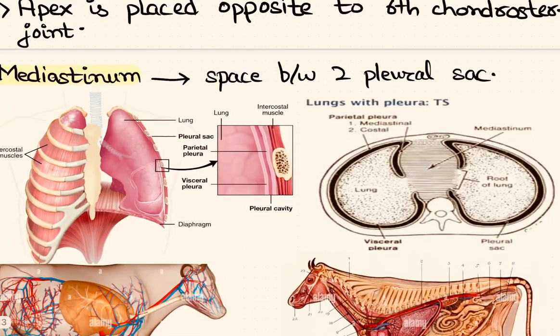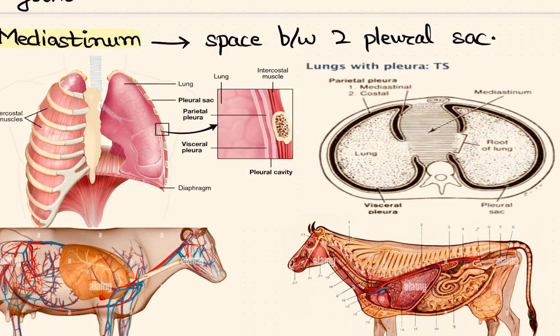Now what is this mediastinum? The mediastinum is the space between two pleural sacs. Now, what are these pleural sacs? Let me explain the mediastinum with the help of a human being. These are the lungs of a human. Pleura is a serous layer which covers the lungs and makes the pleural sac. There are two pleural sacs which cover the lungs, and the region between them, where there is no pleural sac, is known as the mediastinum.